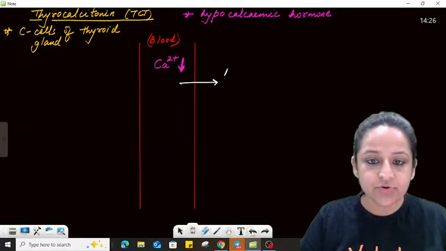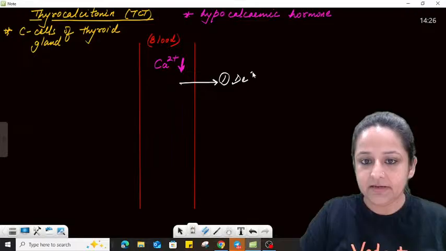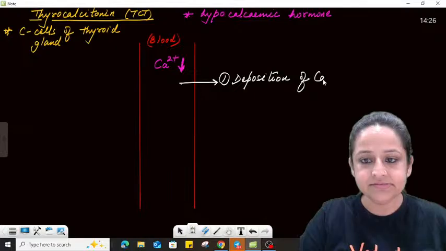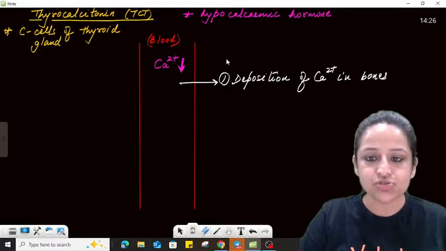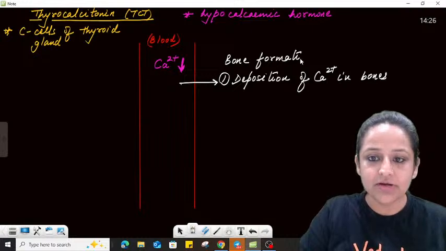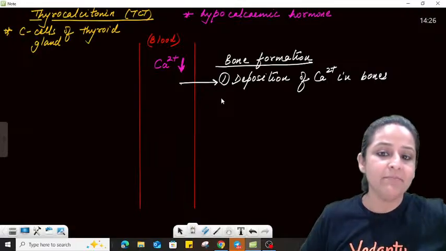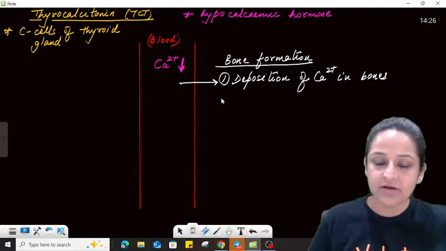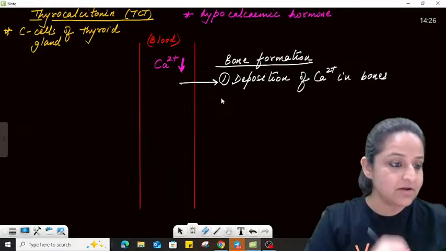So what is it going to do? It is going to cause the deposition of calcium ions in bones. So we can say this is also called bone formation. It is also taking a role in bone formation. It is telling the bones, please form, please take more extra amount of calcium and please deposit it at your end. So this is one job that thyrocalcitonin is doing.